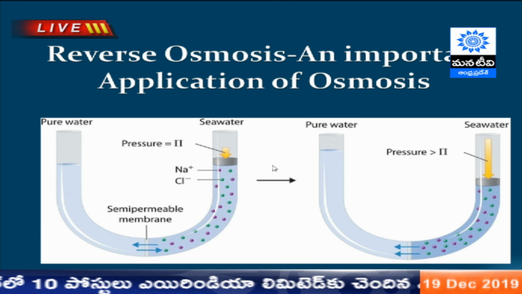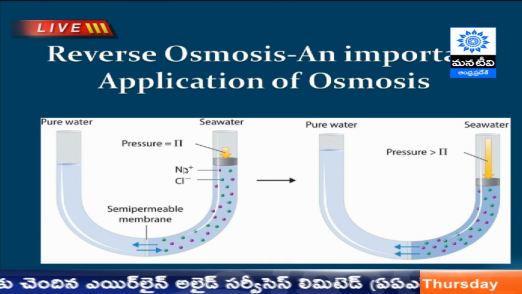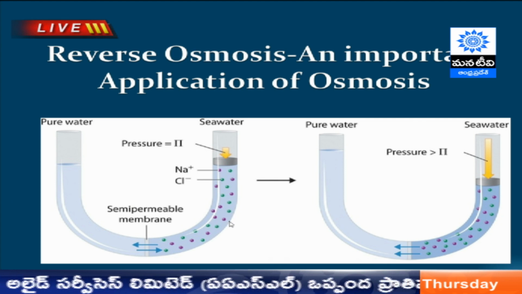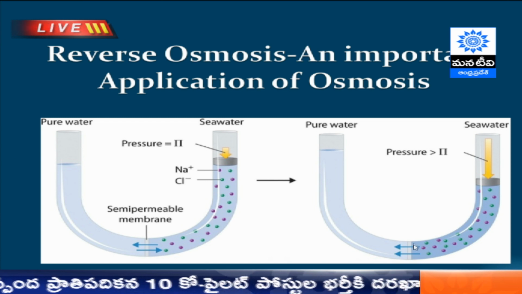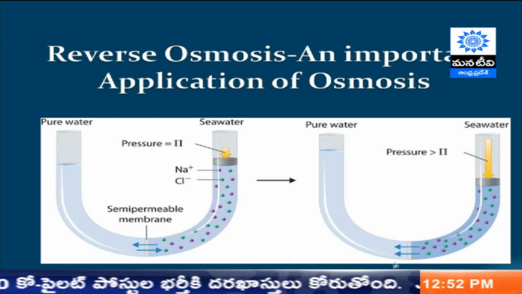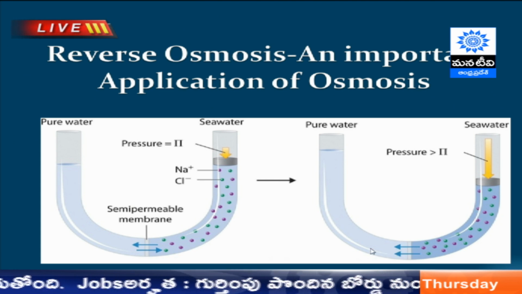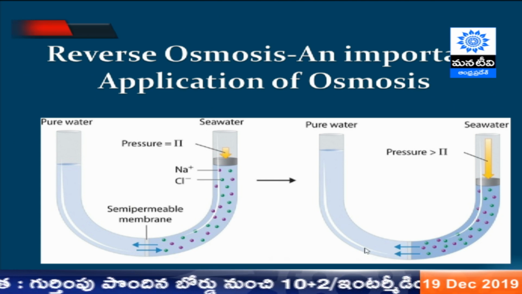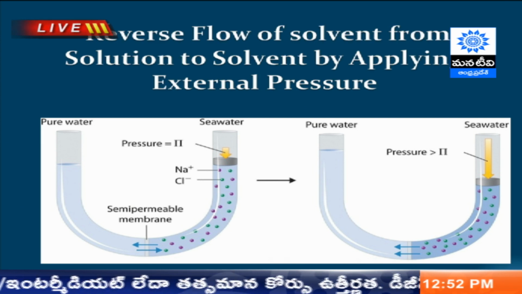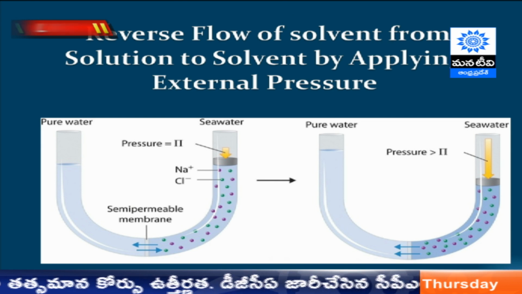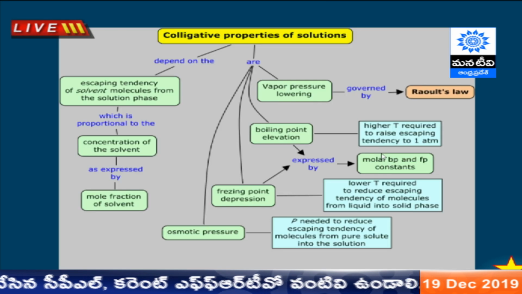You can see the sodium and chloride ions present in the solution, and they are left alone in the right side of the tube, and the U tube is separated by a semi-permeable membrane. Solvent flows in the reverse direction, hence it is called reverse osmosis. It is a very important application. So, reverse flow of solvent from solution to solvent will happen by applying external pressure.